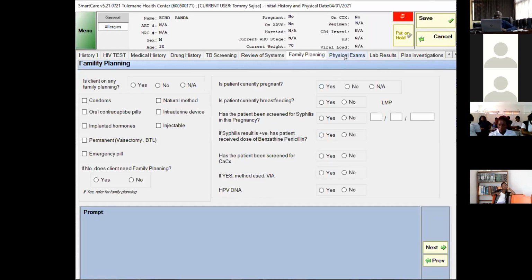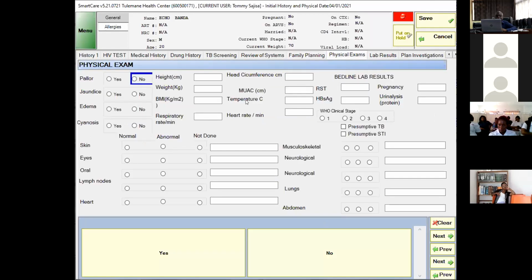Then we go to the physical examination. In this physical examination, you have your general condition there, whether it is pallor, jaundice, edema, or cyanosis. Then the vitals: the height, weight, and the BMI, which obviously calculates automatically once height and weight are entered. Then the head circumference, the MUAC, the heart rate, and the bedside results, if they are there for RST, HBsAg, pregnancy and urinalysis, are also entered here.